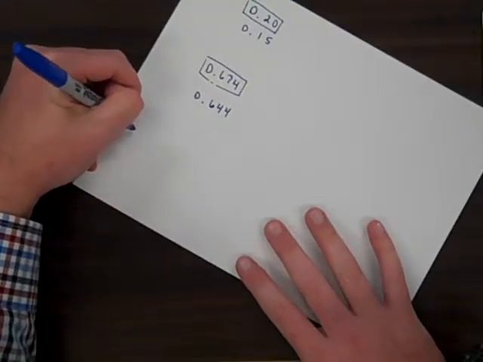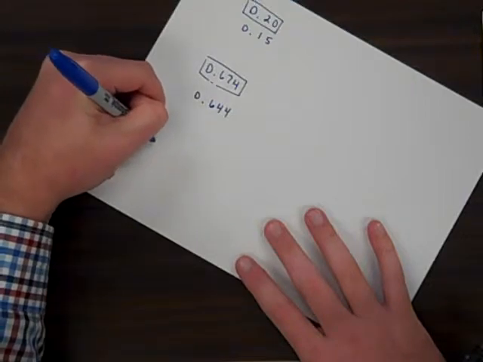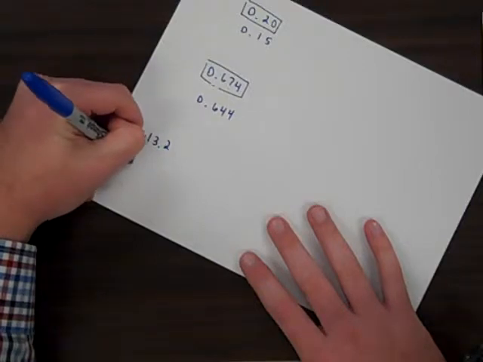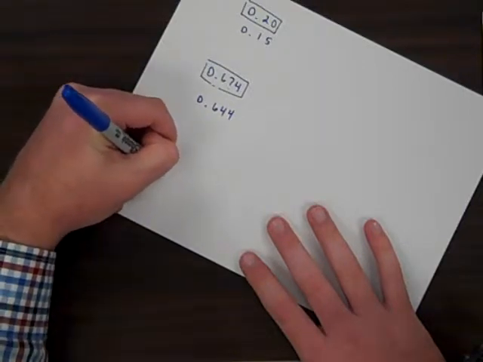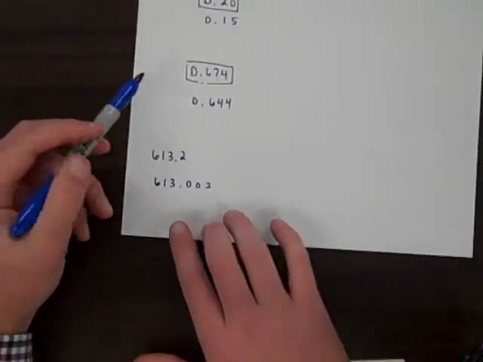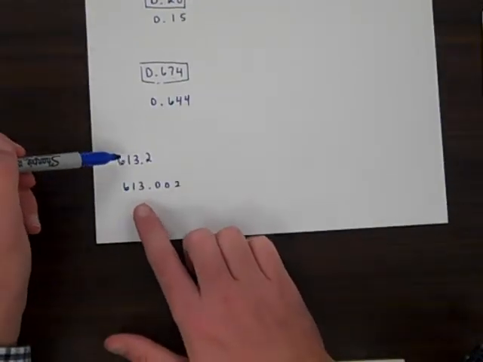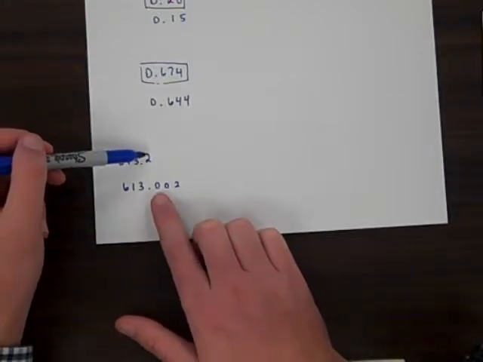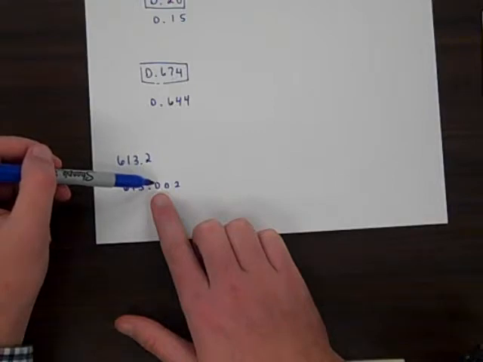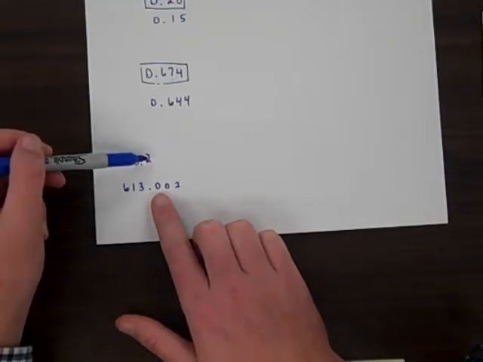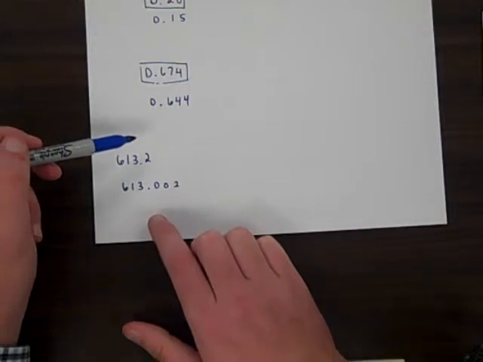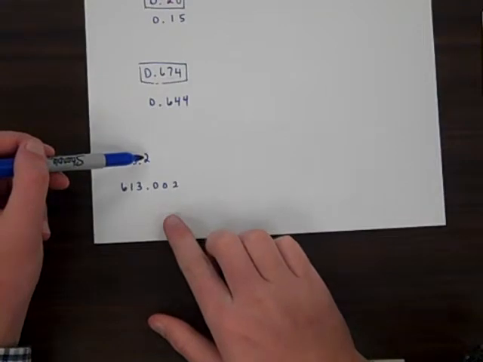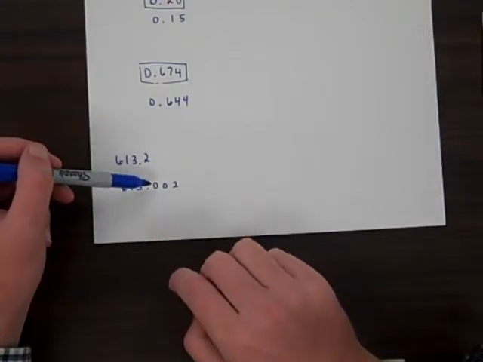One more example. Let's look at 613 and 2/10 in comparison to 613 and 2 thousandths. As we go down our number here, 613 both is in the whole number, so we can go to our decimal. 2/10 in comparison to 0/10. Remember what 2/10 looks like. If you're relating these back to our base 10 blocks, 2/10 would be 2 longs. 0/10 obviously would be 0.